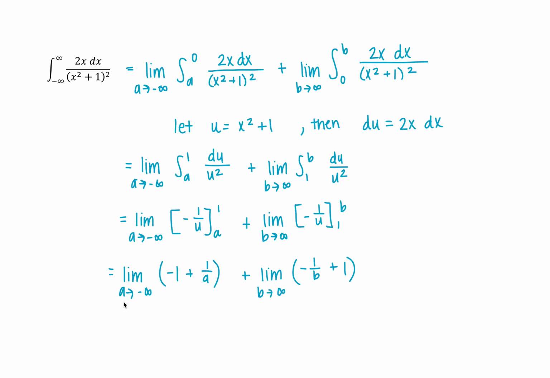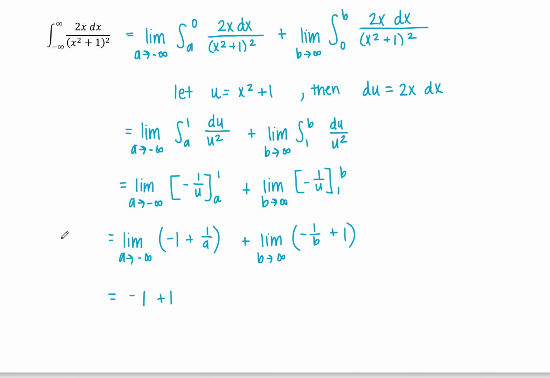Now, as a goes to negative infinity, 1 over a goes to 0. So this first limit, I'm just going to be left with that negative 1. For the second limit, as b goes to infinity, negative 1 over b also goes to 0. So over here, I'm left with a positive 1. So when all is said and done, this converges, and it converges to 0.